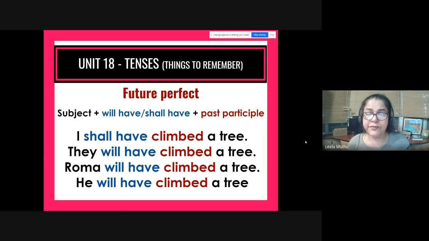Now future perfect. It'll be subject plus will have or shall have plus the verb, the past participle. So this is pretty simple. I shall have climbed the tree. You will have climbed the tree. He, she, or it will have climbed the tree. We shall have climbed the tree. And then we have you all will have climbed the tree and they will have climbed the tree. That is future perfect. Now let's go to the continuous tenses.